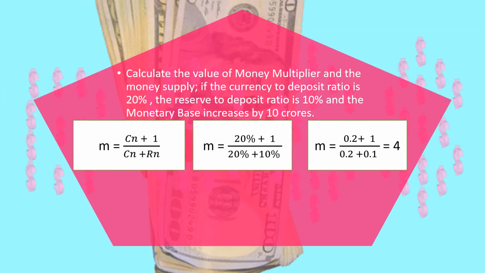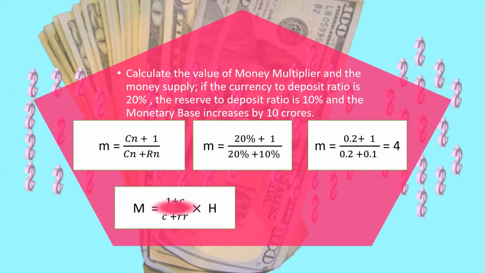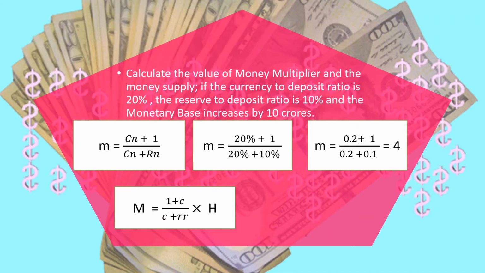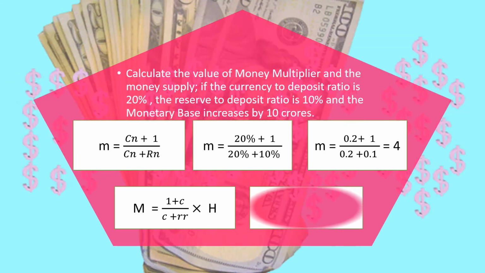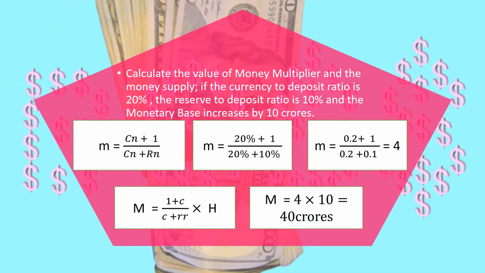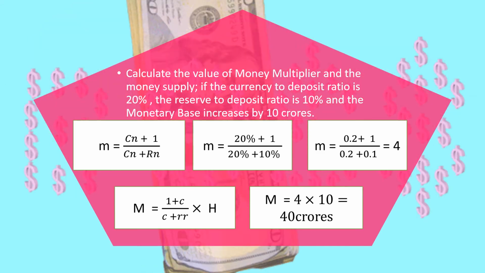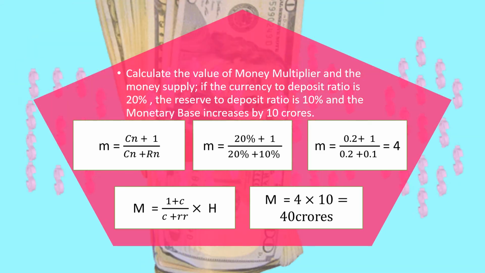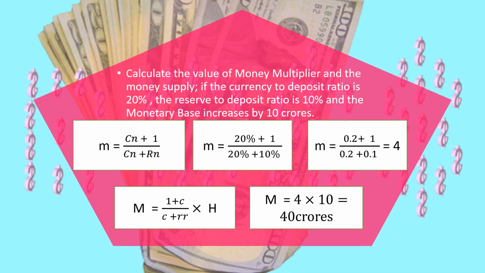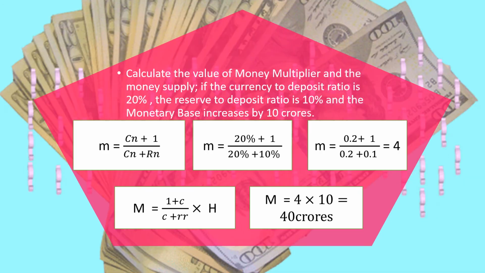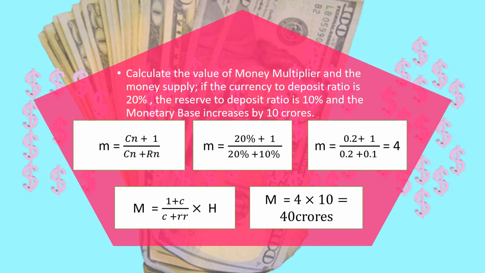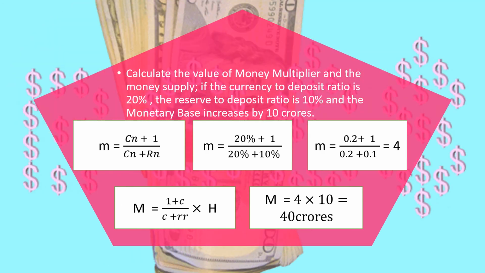So what would be the money supply then? Money supply is calculated as the product of money multiplier and high powered money. Hence the further substitution would be like this: M is equal to 4 into 10, that is money supply is equal to money multiplier value into the monetary base, which gives me 40 crores, which implies if the monetary base in the economy increases by 10 crores, the money supply would increase by 40 crores.